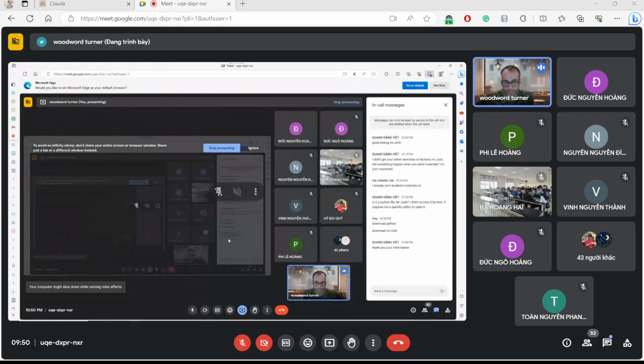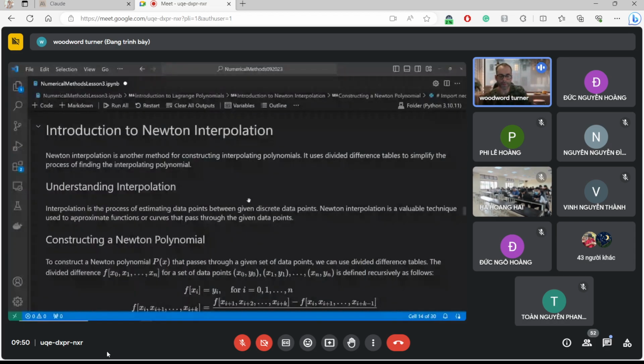All right, let's go ahead and get back to our lesson. Okay, so the next interpolation technique that I want to show you is Newton interpolation. This is another method for constructing interpolating polynomials. However, it doesn't use the Lagrange basis functions. It uses something called divided difference tables. And this helps to simplify the process of finding the interpolating polynomial.